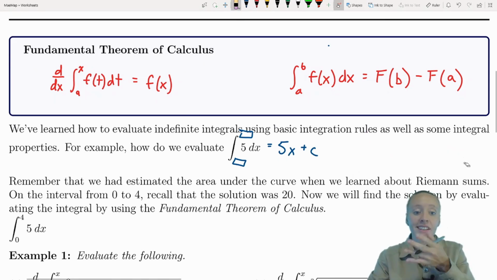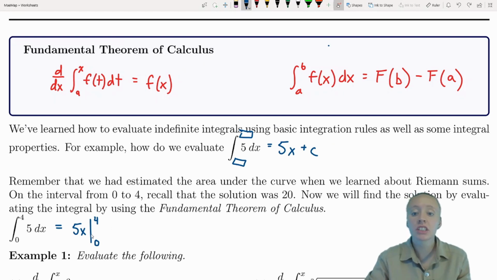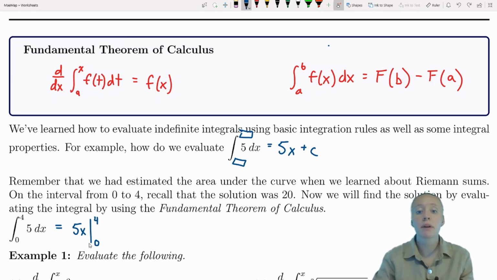So understanding that the c will not be applied here, we integrated it to get 5x plus c, so we're going to have 5x, and we're going to plug in our upper bound of 4 and subtract plugging in our lower bound of 0. This notation tells me that I'm still going to evaluate from 0 to 4. I've already integrated, now I just need to plug my bounds into my new function, big F.